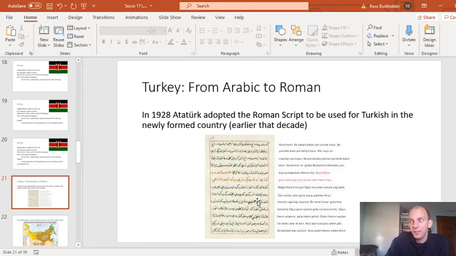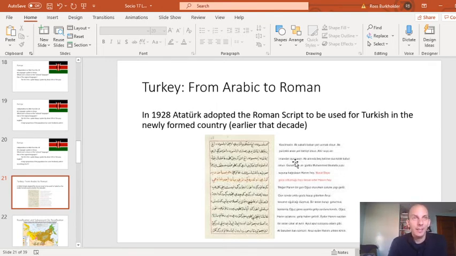Because it's not random. This is done extremely intentionally by Ataturk and presumably the rest of the Turkish administration at the time. Sorry for this picture. It's terrible. This is the same text written in Turkish in both cases, but the one on the left in the Arabic script and the one on the right in Roman. You can Google that to get the image in better quality.